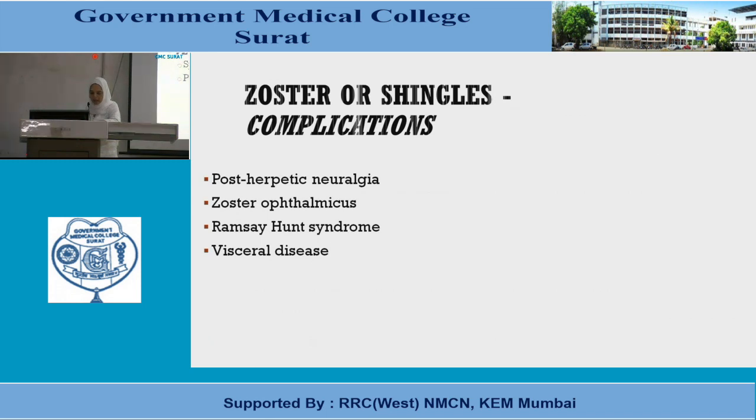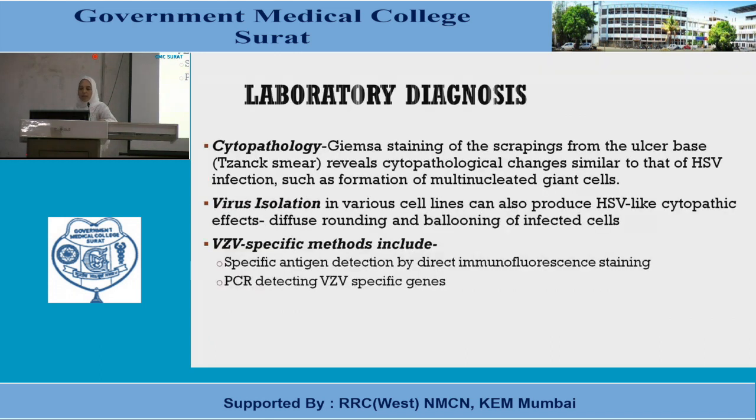How do we diagnose them in the laboratory? You do the Tzanck smear with Giemsa stain, taking material from the ulcer base, and you see cytopathological changes similar to herpes simplex virus infection, such as formation of multinucleated giant cells. You can do viral isolation in cell lines, and it can produce cytopathic effects like HSV. There is diffuse rounding and ballooning of infected cells. There are specific methods such as specific antigen detection by direct immunofluorescence staining or PCR technique.